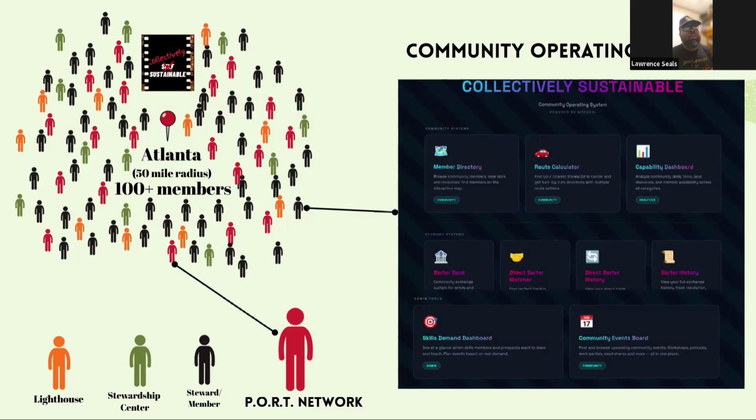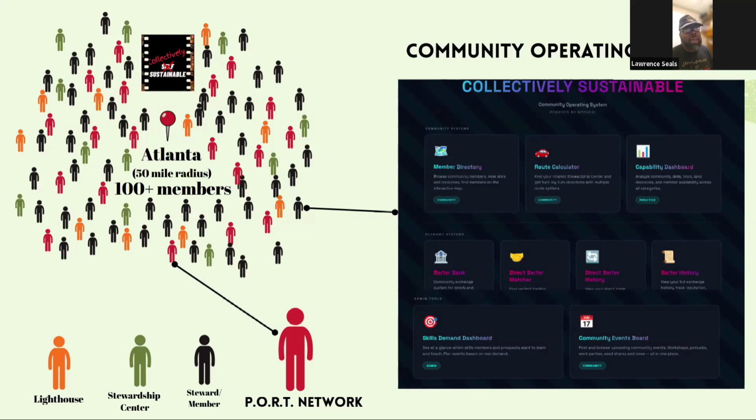And then we have our operating system on Collectively Sustainable already that we're figuring out now and using now, with Atlanta being the prototype again. This is very important because now we have a member directory where you're going to be able to see all the people in the area. You're going to be able to see their resources, what times they're available, if they volunteer, if they're a lighthouse, if they're a stewardship center. All those things will be available to you.